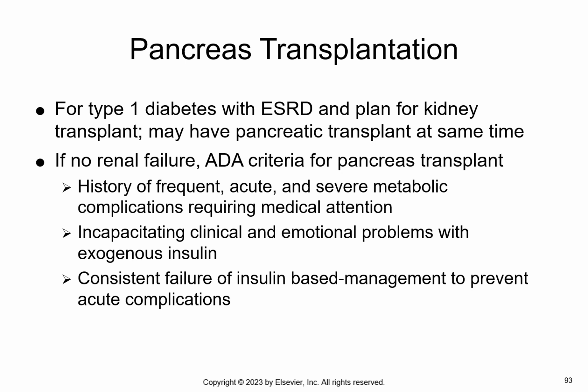If renal failure is not present, the ADA recommends that pancreas transplantation be considered only for people who meet 3 criteria. There's a history of frequent, acute, or severe metabolic complications like hypoglycemia and DKA requiring medical attention, and then clinical and emotional problems with the use of insulin therapy that are so severe as to be incapacitating, and consistent failure of insulin-based management to prevent acute complications is present.